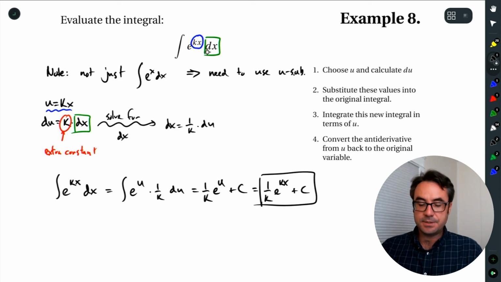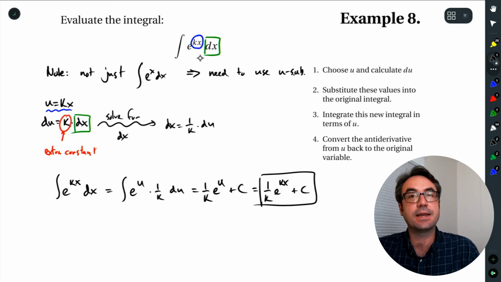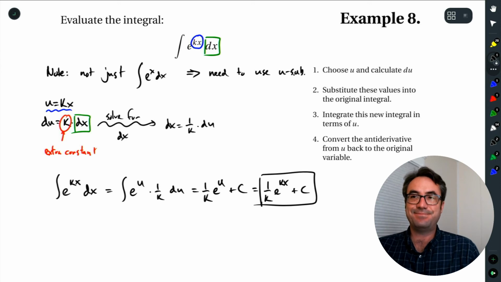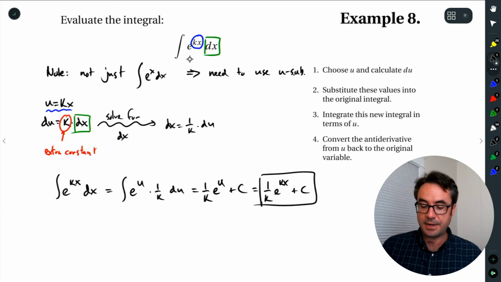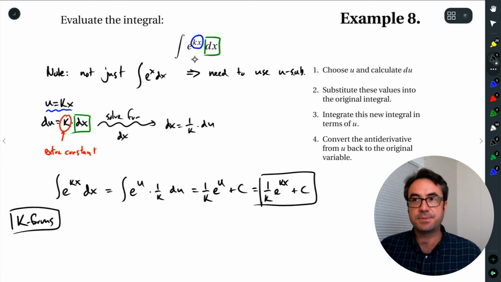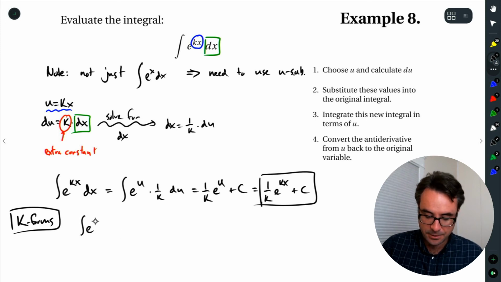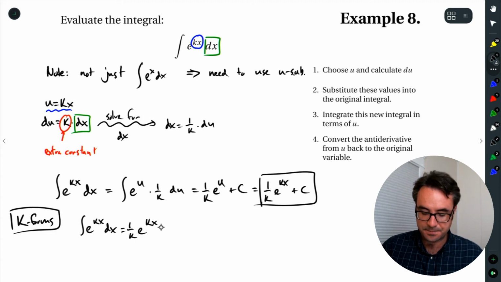Now, once we get into the course, you're going to see these a lot in Calc 2. These are going to be really easy enough, and you'll probably have these memorized, and you probably should have them memorized when you go into Calc 2. So we kind of give these a special name. We call these K-forms. So there's ones for exponential functions like this. So you want to know this one. The integral of e to the kx dx is 1 over k e to the kx plus c.